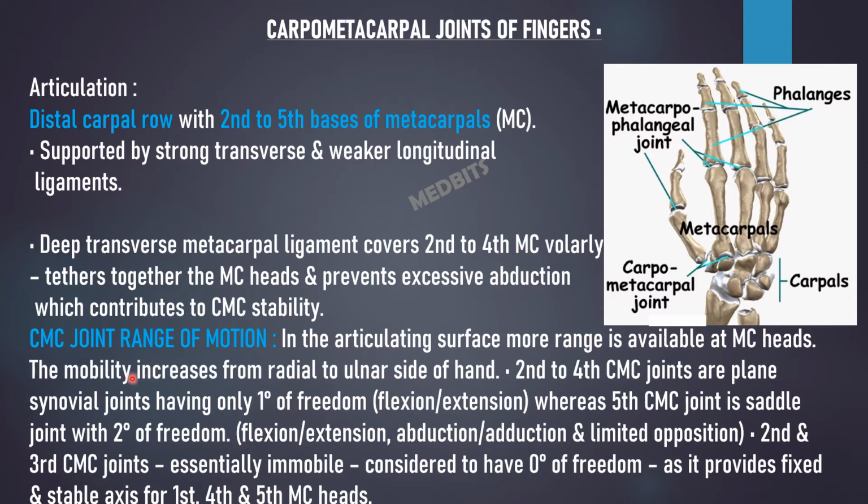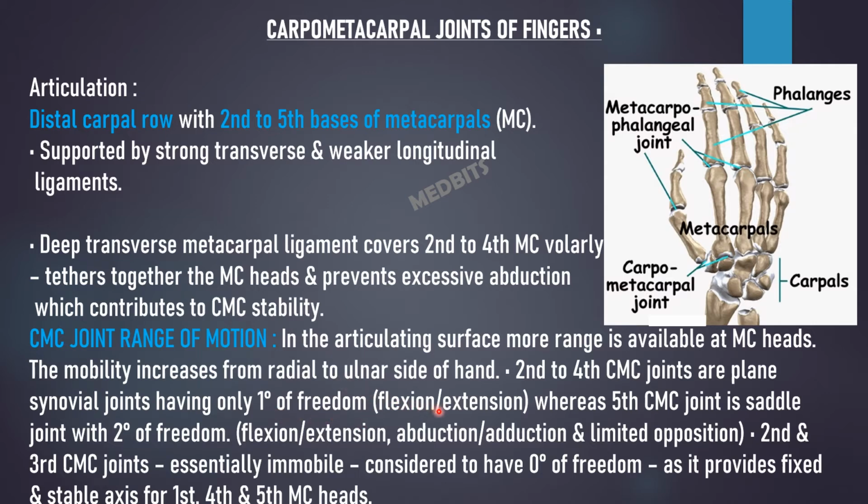Coming to the next, CMC, which is carpometacarpal joints. Joint range of motion: in the articulating surface, more range is available to the MC heads. The mobility increases from the radial to the ulnar side of the hand.